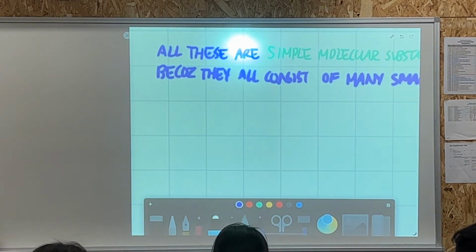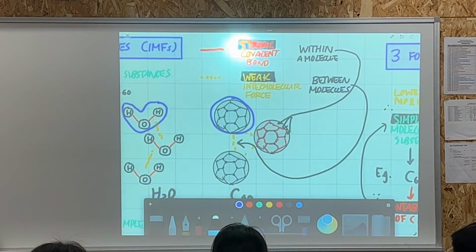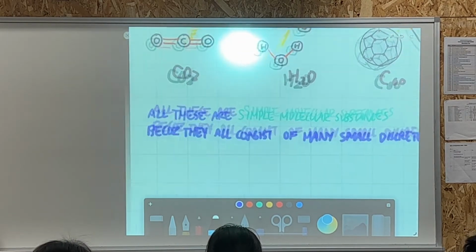Which of these forces do we break when we melt or boil a simple molecule? Do we break the covalent bond, or do we only have to break the weak intermolecular force when we melt or boil a simple molecular substance? Intermolecular force. Okay. And let me show you how you can remember this.